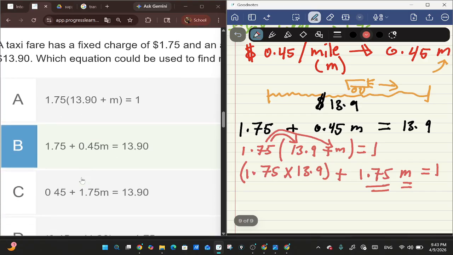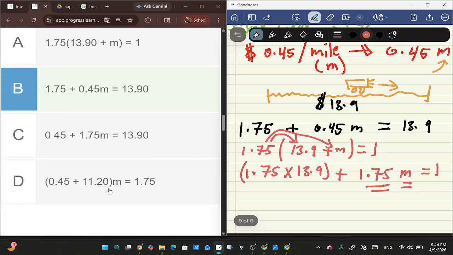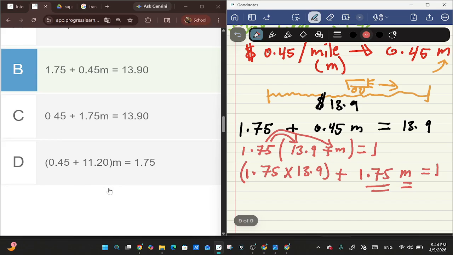Now what about C? In C, you can see that we have 1.75 m, the same problem, that here the taxi is charging 1.75 each mile, so it is not the right answer. The last option, which is D, we can now use the same strategy to find the answer.